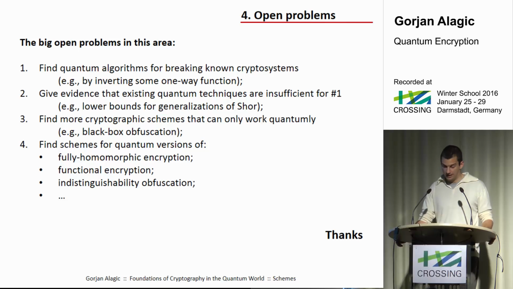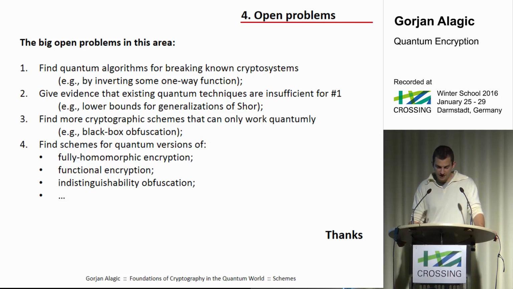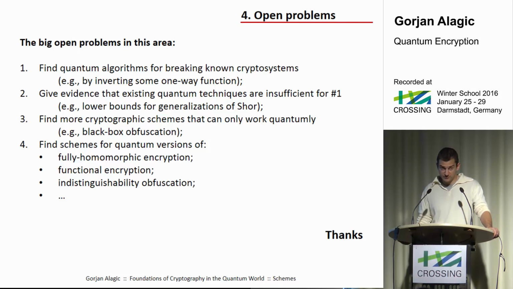So let me end with what I think are some of the big open problems in this area. The biggest one, in a much larger font maybe, is to find quantum algorithms for breaking known crypto systems. I think this is by far priority number one. In particular, by inverting some of the one-way functions which are now believed to be quantum secure, like break necklace, break LWE. That would be very impressive. And very few people are working on this.